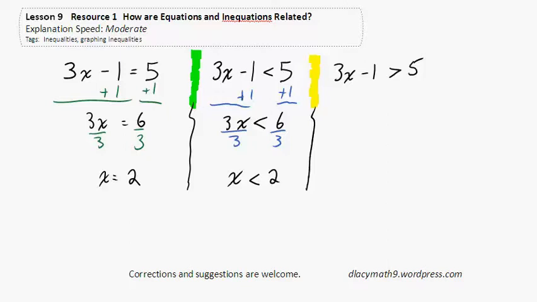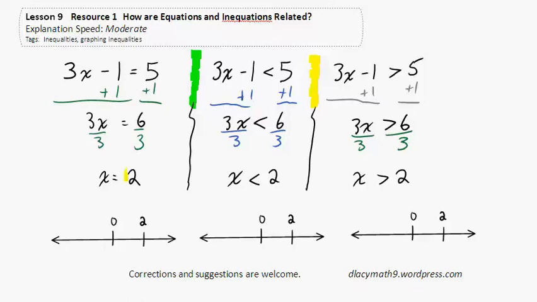And finally, I hope this isn't too repetitive, I'm going to add 1 to both sides of this inequation, and I get 3x is greater than 6. Dividing by 3, I get that x is always greater than 2. If only I had some number lines to draw on.